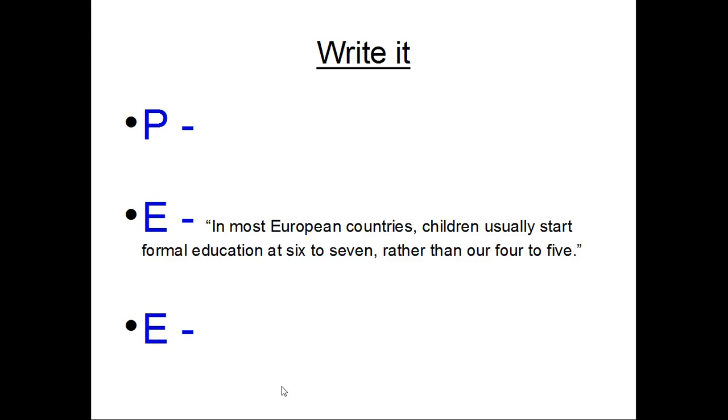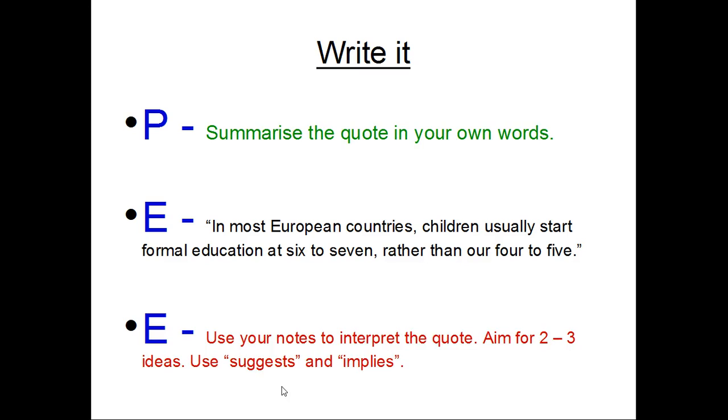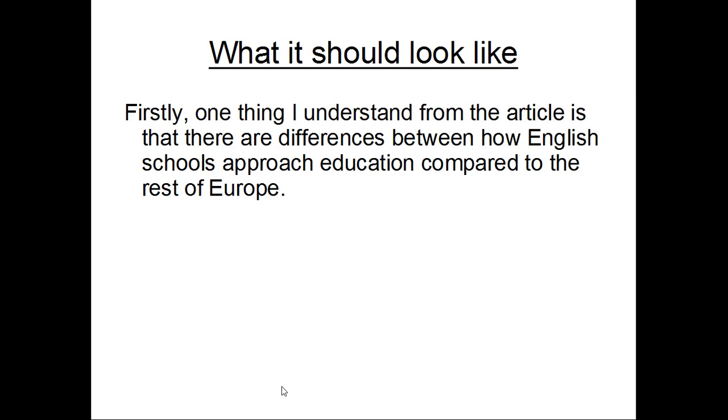So you start with quotation, and then your point is simply that quotation summarised in your own words. And then your evidence should just be you writing up those notes, that annotation you've got on your insert. And again, we're looking for 2 to 3 ideas, and you're going to use words like suggests and implies to prove to the examiner that you are reading between the lines. How that works in practice then, if we see our quotes summarised, I will go with something like this.